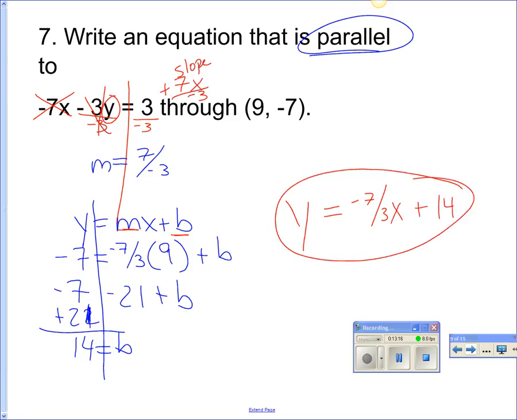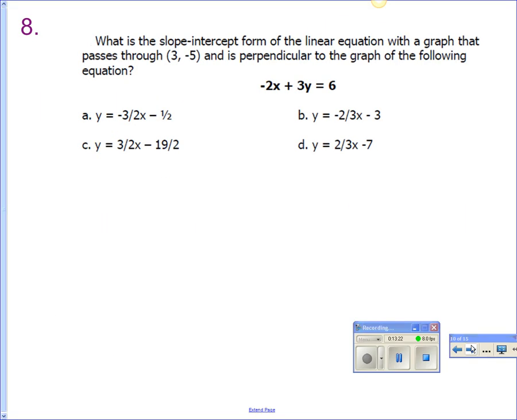Okay. All right, flip it over. I think we got 4 problems on the back. Number 8. What is the slope-intercept form of the linear equation with the graph that passes through 3, negative 5, and is perpendicular to the graph of the following equation? Gavin, what word should we circle? What does that mean? Yep. And Gavin, what else do we have to do on this problem?